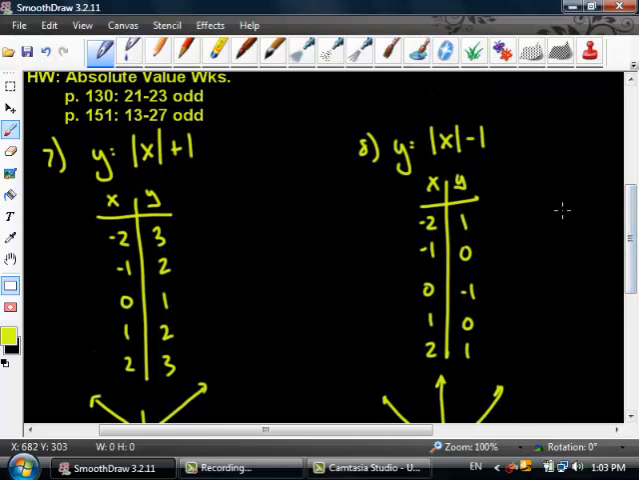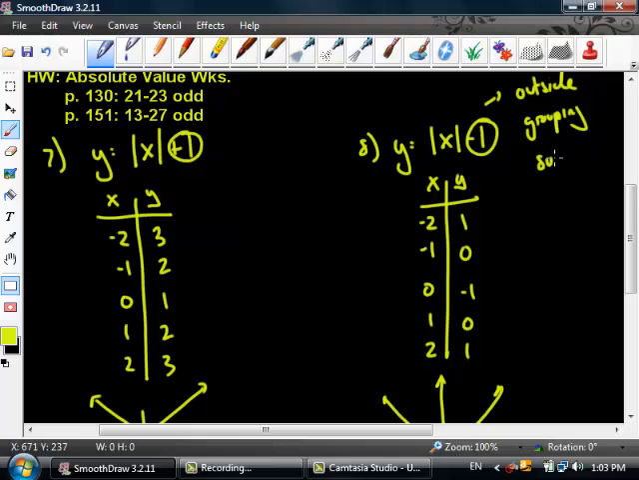So, the thing that I want you to get from this is when things are happening outside the grouping symbol. Outside grouping symbol. Does it go with your intuition or opposite your intuition? With your intuition. Goes with your intuition. So this is going to come back when we graph parabolas. All right? It's going to come up when we graph parabolas.